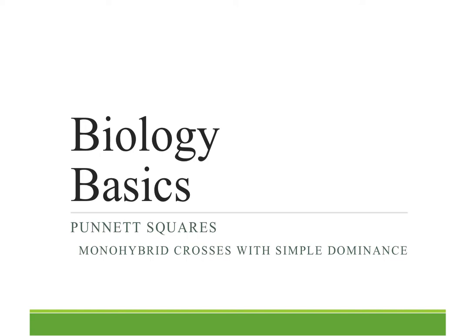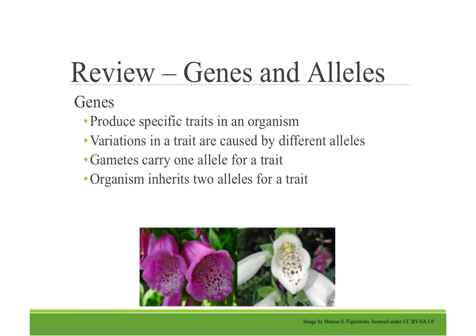In this video, I'm going to be talking about how we use Punnett squares in genetics. Because this is the first video on Punnett squares, we're going to only be talking about monohybrid crosses, or looking just at one gene. Remember, mono means one. And the alleles of the genes, their relationship is going to be one of simple dominance.